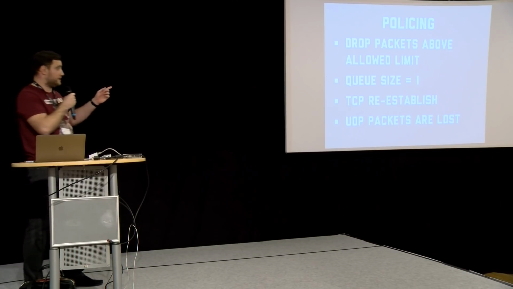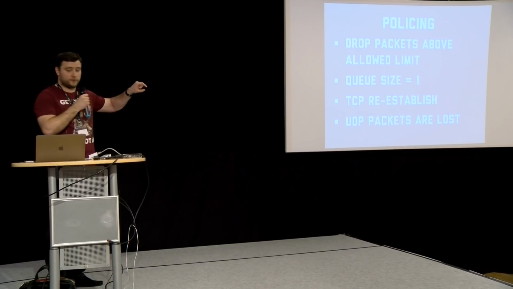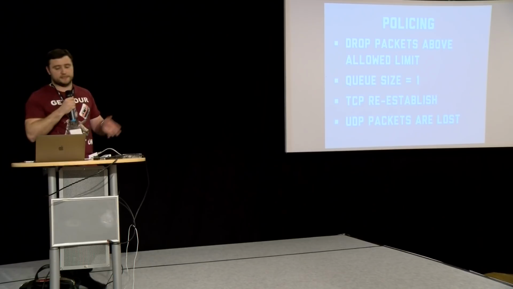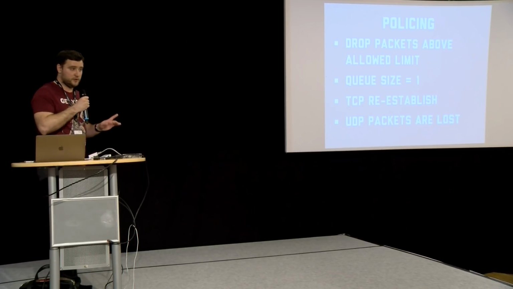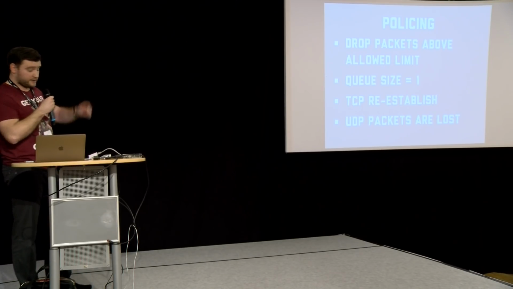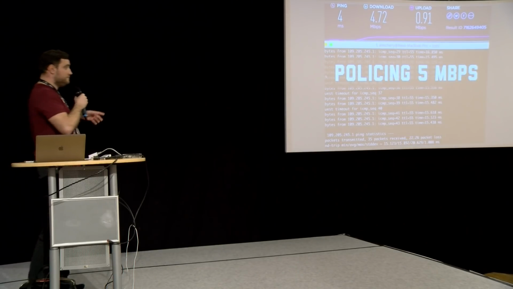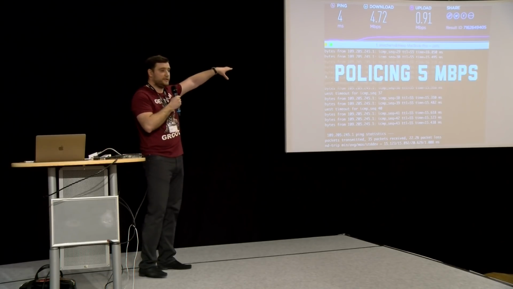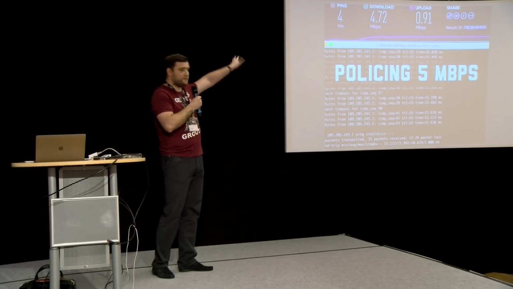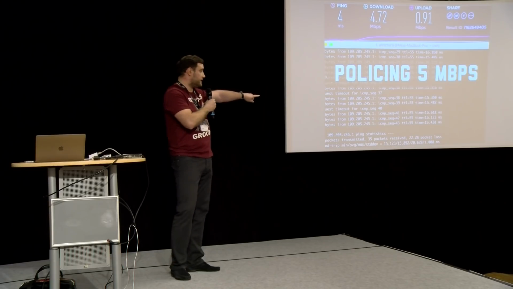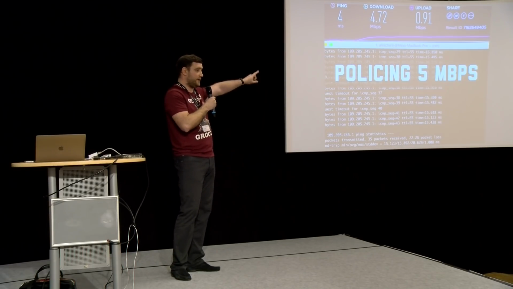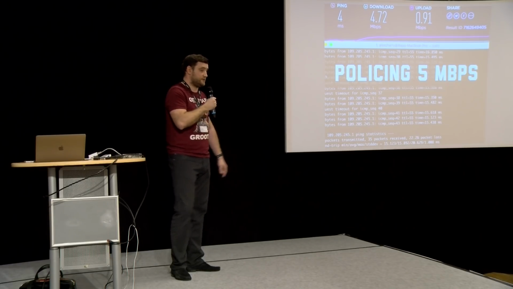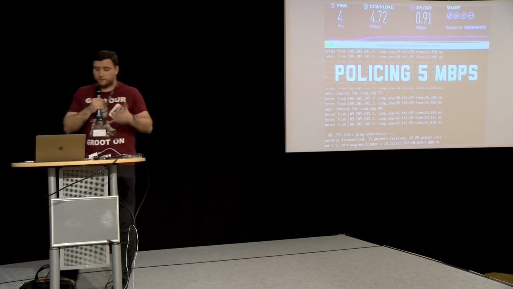We can set it up in MikroTik with a queue size of 1 for our queue. The problem with this approach is that TCP connections should be reestablished and UDP packets are lost. What does that mean? It means that your customer, and that's the next slide, when we have policing of 5 megabit per second, you see that the speed on the speed test that my customer sees is around 5 meg, so that's fine. But the problem here is that I'm losing my ping, so the UDP packets are also lost. Plenty of packets are lost here, and services related to UDP will be affected.